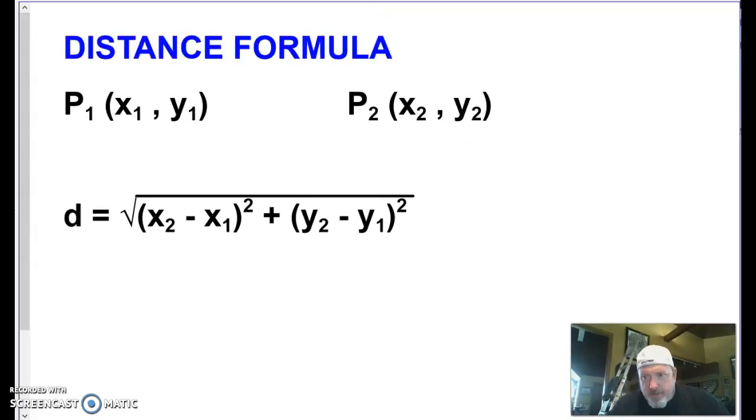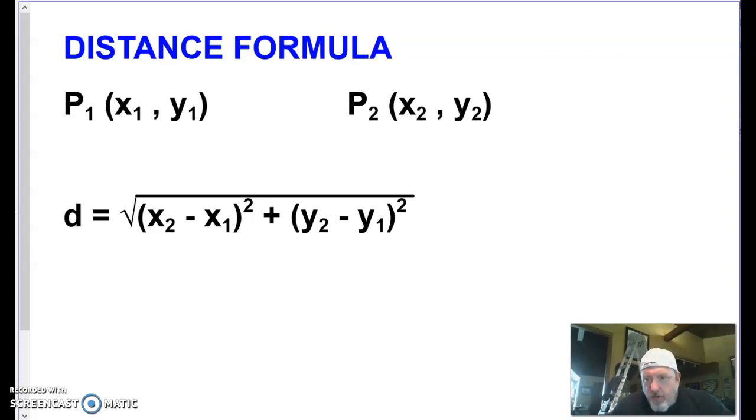Alright, as you can see, here's the distance formula given 2 points. Anytime we have point 1 and point 2, whether it's A and B, or on this slide P1, P2, it doesn't matter what you call them. We have 2 x coordinates and 2 y coordinates, so that's why you see x1, y1, that's the first point, x2, y2, that's the second point.